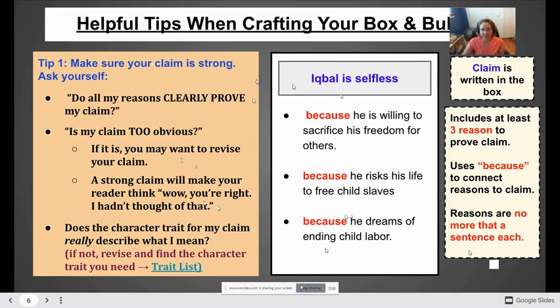Remember that we do have our trait list if you want to go back to the last lesson, or I have it linked on our slideshow. If you want to go back and think, is selfless really, is my idea for my claim really what I'm thinking about? Or is there a better word that's going to describe what I'm thinking?